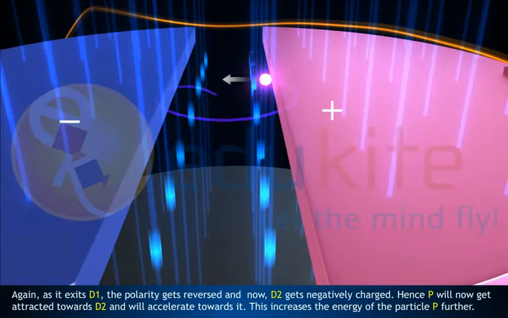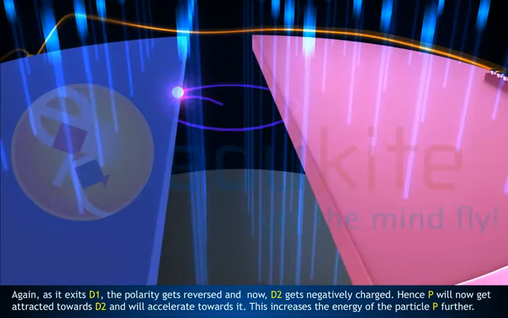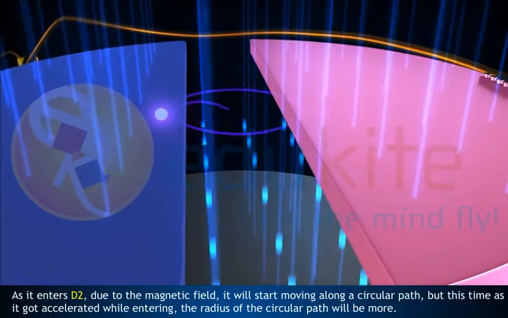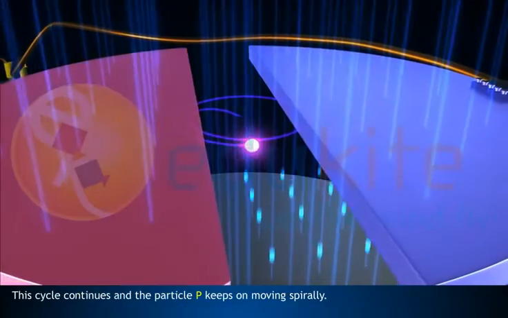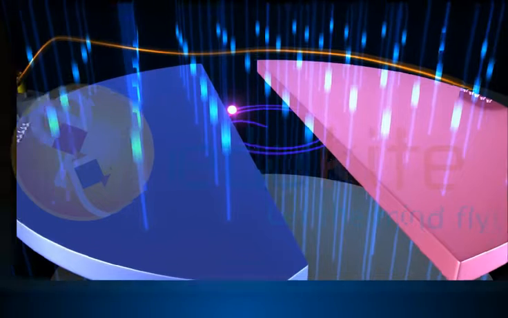But this time, as it got accelerated while entering, the radius of the circular path will be more. Again, as it exits D1, the polarity gets reversed, and now D2 gets negatively charged. Hence, P will now get attracted towards D2 and will accelerate towards it. This increases the energy of the particle P further. As it enters D2 due to the magnetic field, it will start moving along a circular path. But this time, as it got accelerated while entering, the radius of the circular path will be more. This cycle continues and the particle P keeps on moving spirally.